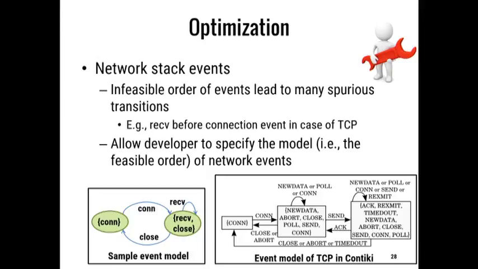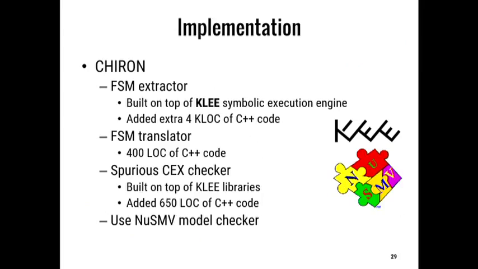Okay. So we implemented Chiron. The FSM extractor was implemented on top of the CLI symbolic execution engine, which is an open source engine. And we added an additional 4,000 lines of code for our extractor. We also implemented the translator.